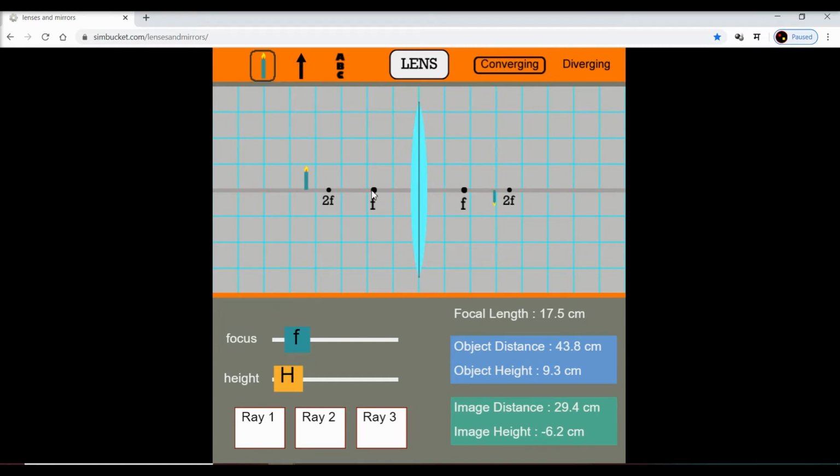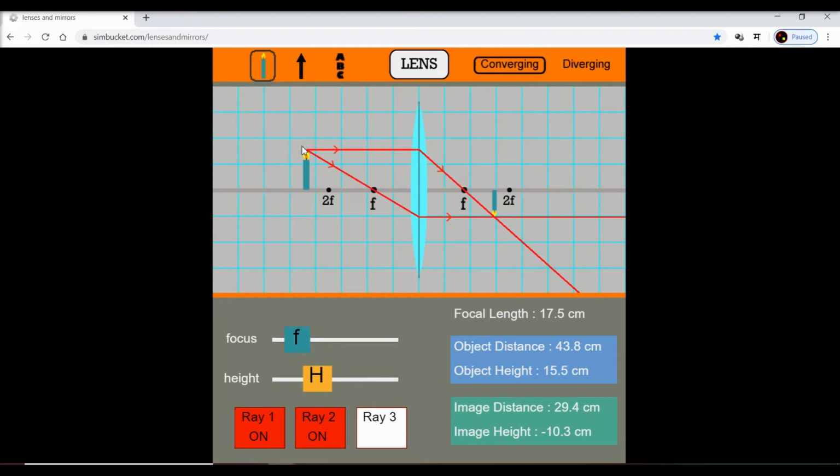This is the focal point and center of curvature. This line is the principal axis. Let us click on ray 1. This ray travels parallel to the principal axis and after refraction goes through the focus on the other side.